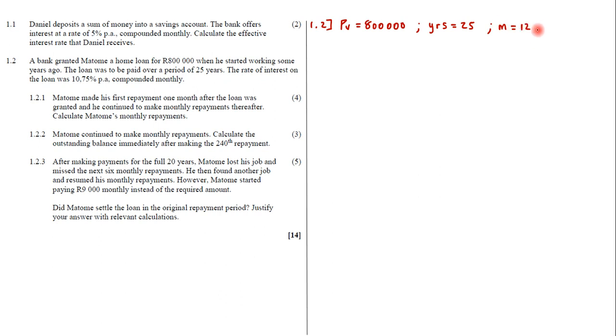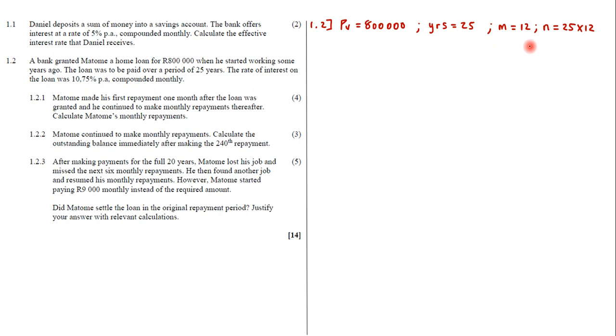So every month I'm going to be making the payment. And this means now if I have 25 years and every month I'm paying the installment, then the total amount of repayments is 25 times 12. Now notice that N is not a number of years. N here in this case is the number of repayments.